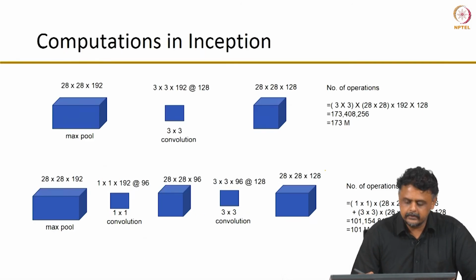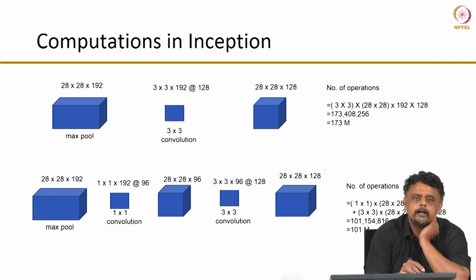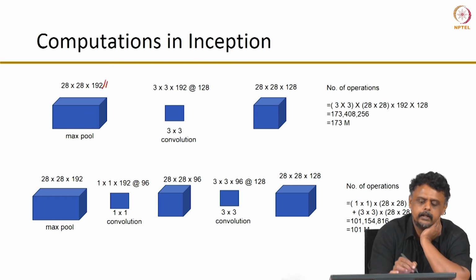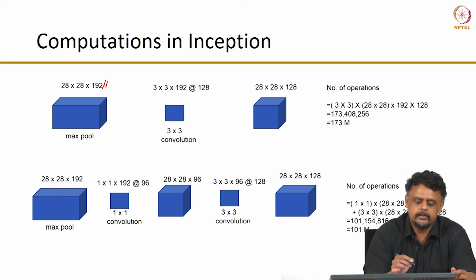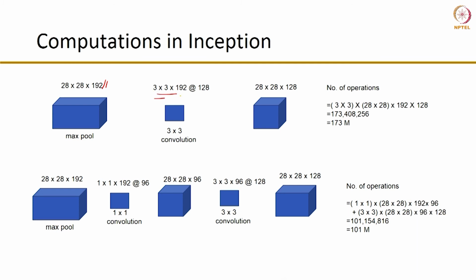Okay. So, what is the savings in terms of number of computations? If you look at the output of the max pool, which is the input to the Inception module, it is 28 cross 28 cross 192. Now, if we directly do 3 cross 3 convolution, of course, then the number of parameters in every filter is 3 cross 3 cross 192, and then we produce, let us say, 128 feature maps, that is 28 cross 28 cross 128, then the number of operations would be about 173 million.